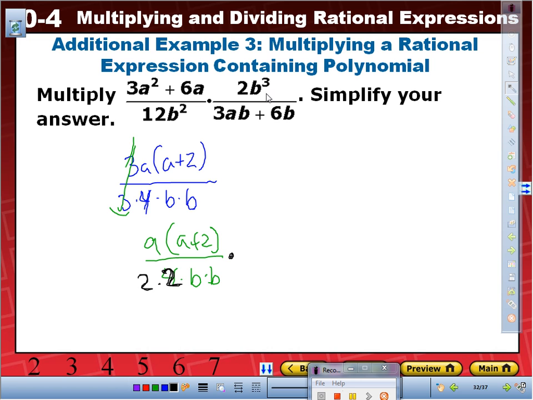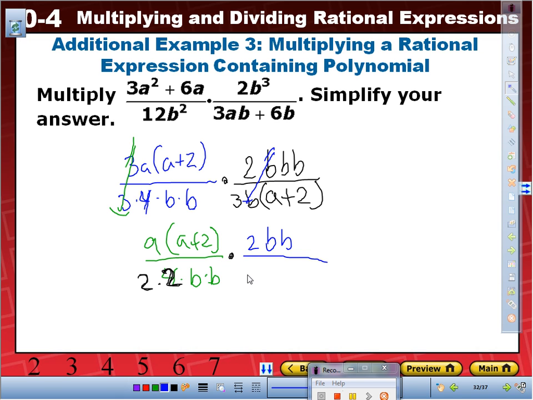Let's go with this one. This one becomes 2 times b times b times b over, my GCF here is 3b. What do I have left? A plus 2. Are we there so far? Can I simplify this one? What's my GCF? One set of b's, is that correct? Do you guys see it? We're left with 2 times b over 3 times a plus 2.